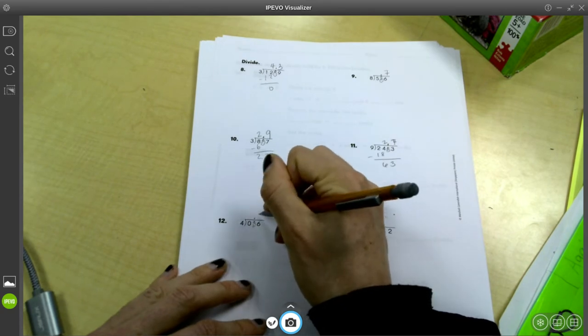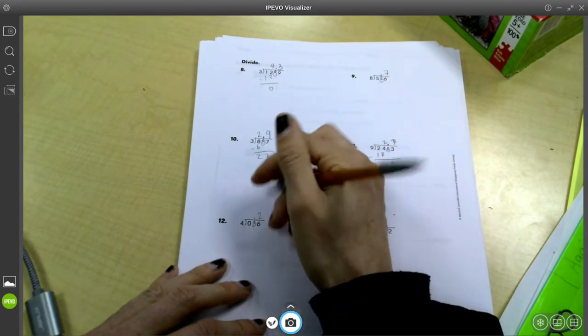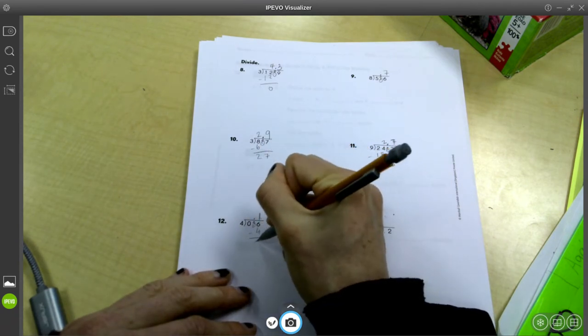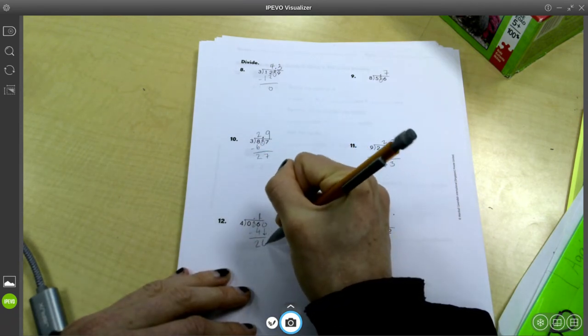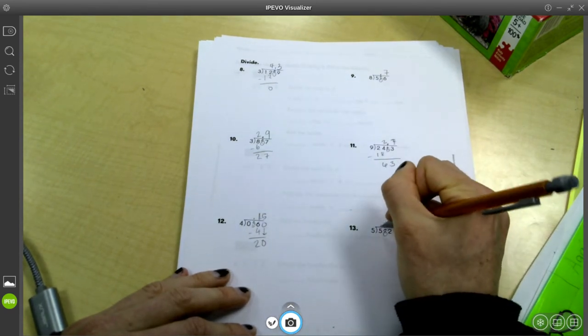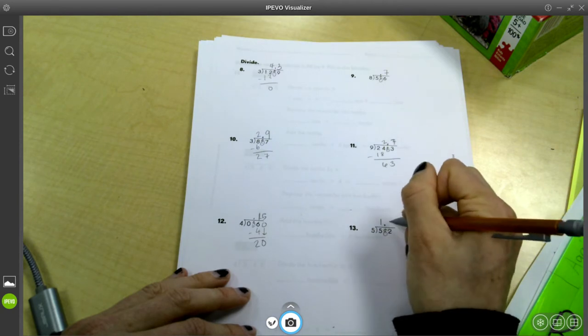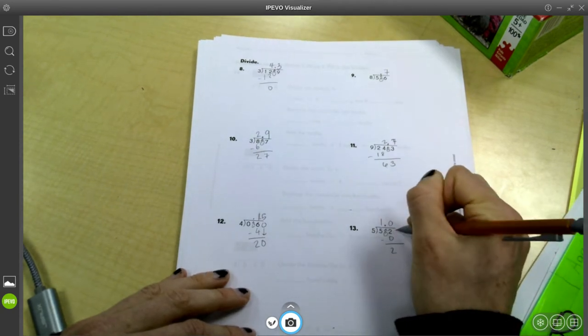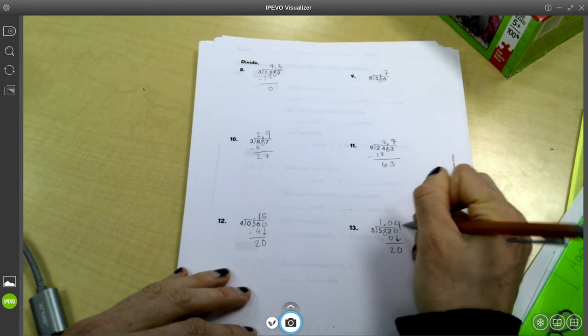4 goes into 6 twice. No, it does not go in twice. It only goes in once. 1 times 4 is 4. 2. I can add another 0. 4 goes into 20 5 times. Bring up the decimal point. 5 goes in once. 5 goes into 2 0 times. 0, 2. Add a 0. Bring it down.